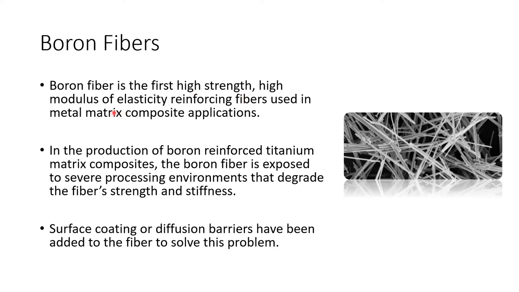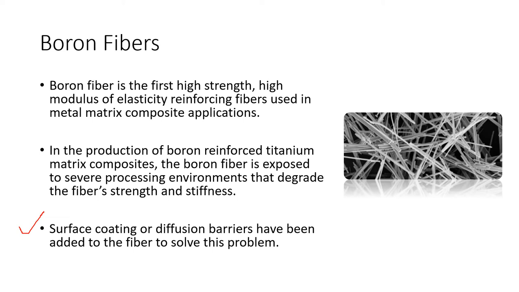So again, when you think about the boron fibers, we want high strength, high modulus of elasticity. But when we make it, boron fiber can degrade in the process of making composite, because it can't stand the severe processing environment. So we've got to protect the boron by surface coating. We can also protect the boron from degradation by using diffusion barriers, right? And that is the most important thing that you need to remember when you handle the boron fibers in a manufacturing environment.